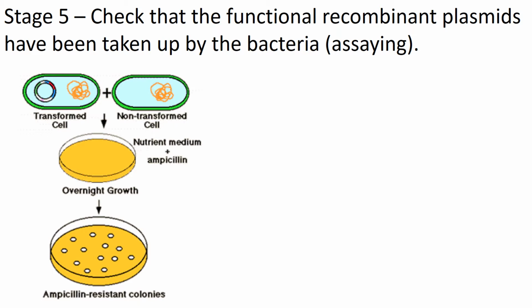However, our plasmid with our desired gene has also got the ampicillin resistance gene in it, so they will all survive. And the next day when we come back to our agar plate and we see it's covered in bacteria, we will know that they all have our lovely little plasmid in, because that's got the resistance gene in it and it's got our desired gene in it as well. And that's called assaying.